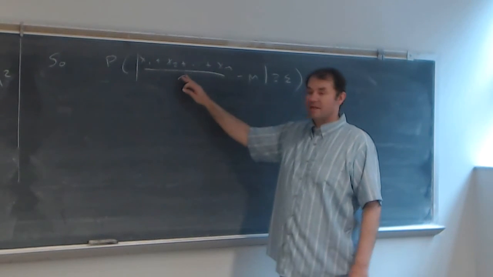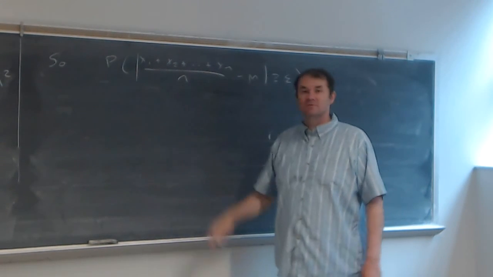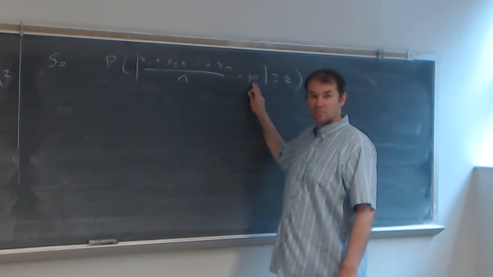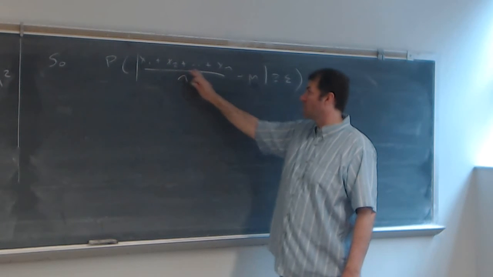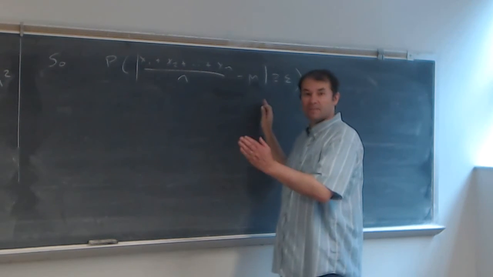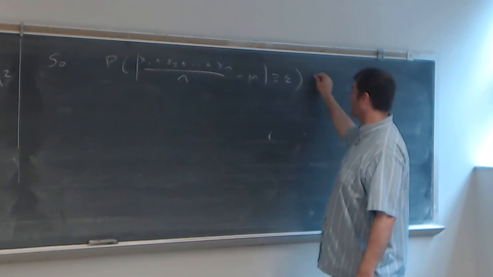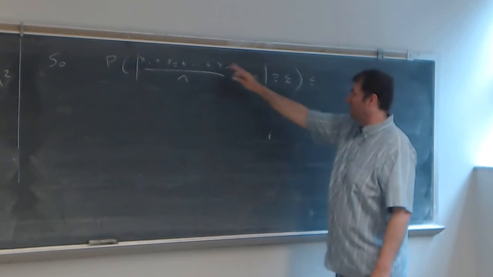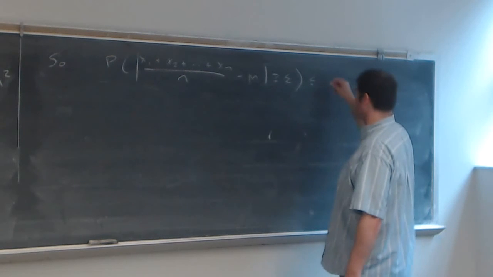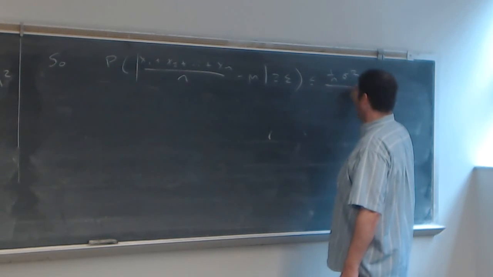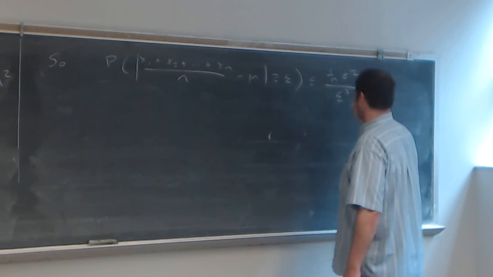So this part right here, this random variable, we know that its expected value is mu. So we're taking this random variable and subtracting its mean from it inside absolute values. What's the chance it's greater than or equal to this epsilon? The answer by Chebyshev's inequality is the variance of this, which we found to be 1 over n times sigma squared, all over epsilon squared.